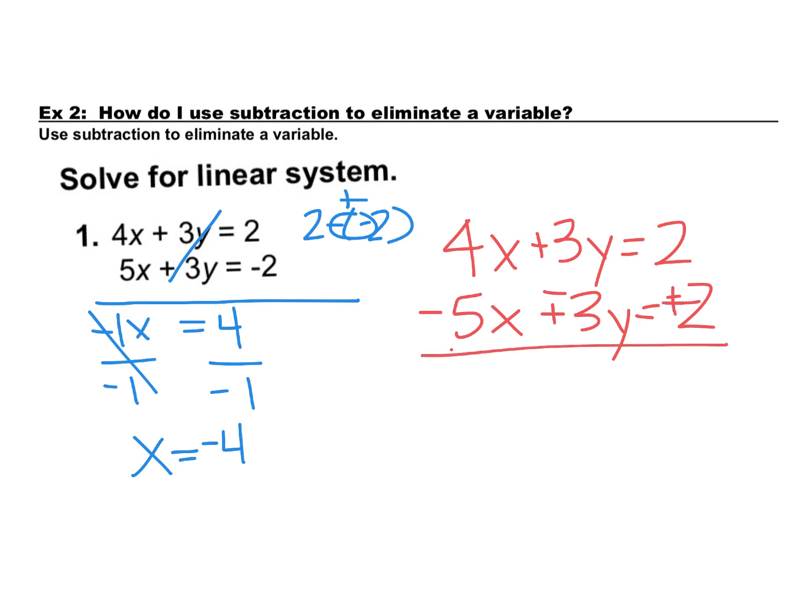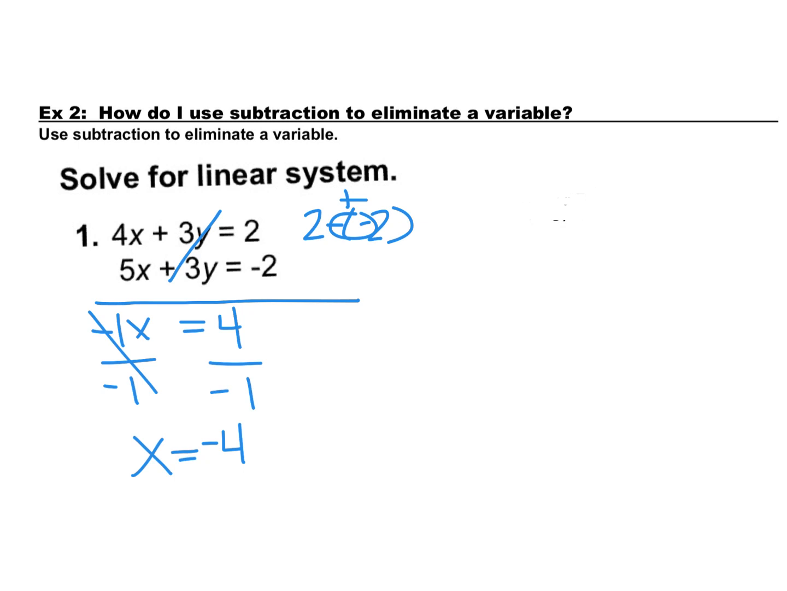And I always like to add them. So we can subtract them or we can add them, but before you can add them using this method, you'd have to multiply everything by a negative, because now you'll notice that it's going to cancel out. 4x minus 5x, I have a negative 1x, and then I have 2 plus 2 is equal to 4. So notice I'm going to end up with the same answer. My x is equal to negative 4.